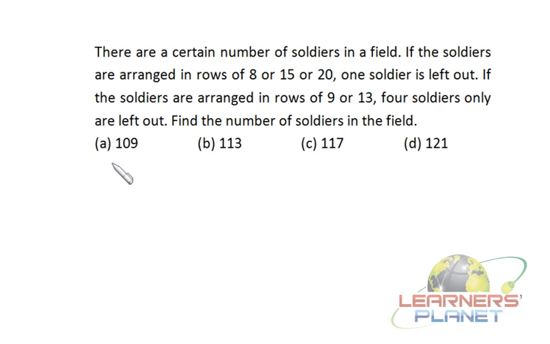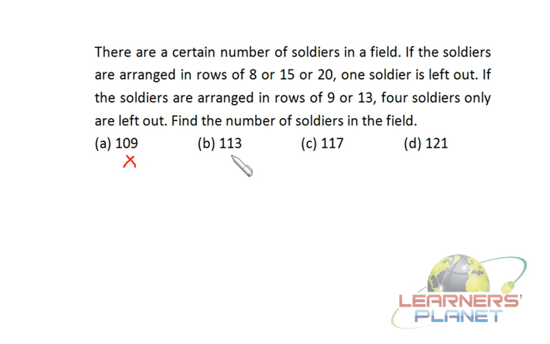Let's go by option. Let's see if 109 is divided by any of them, that is 8, 15 and 20, does it leave the remainder 1 or not? If 109 is divided by 8, it doesn't leave the remainder 1, since the last multiple of 8 is 104. That means it will leave a remainder of 5.